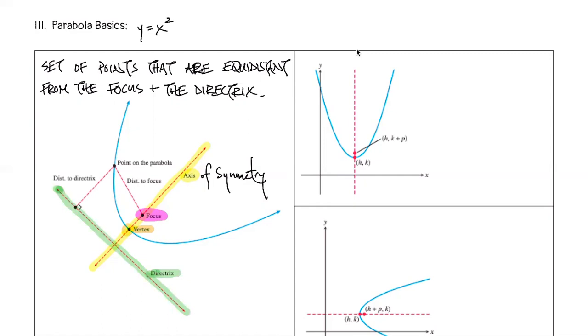Okay, and so for all of the points, for example this one is however many units from the directrix, and it's the same number of units to the focus. And if we look at every single point on this blue curve, every single point will be the same distance from the directrix as it is to the focus.